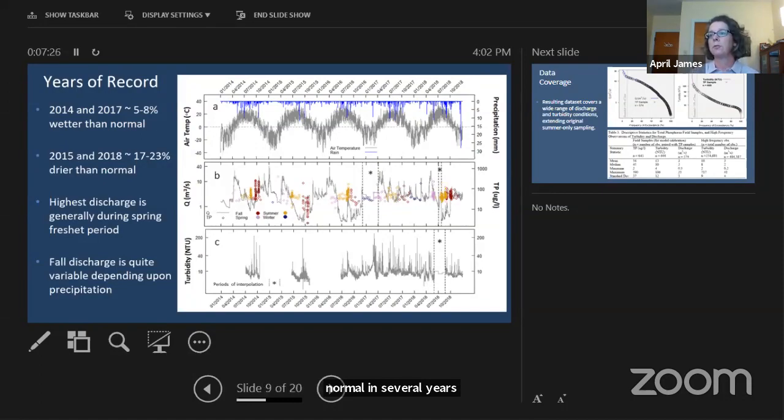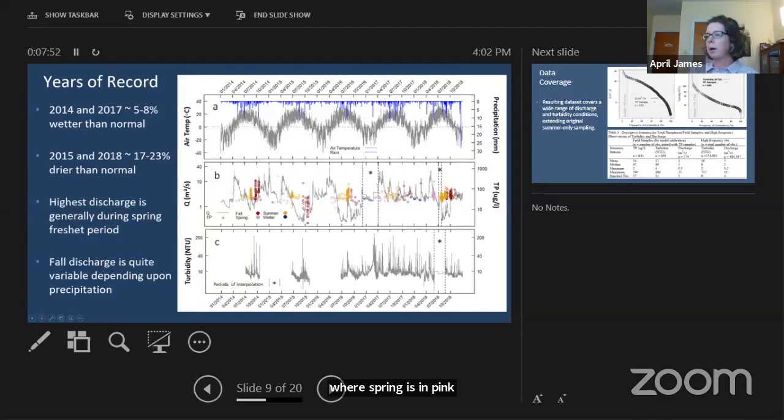We see the highest discharge generally occurring during the spring freshet period, not surprising, and fall discharge can be quite variable depending on precipitation. So in this top panel, we just have precipitation and air temperature. In this middle panel, we have discharge, and then we have the different sampling that we managed to conduct, where fall is in red, spring is in pink, summer is in yellow, and winter is in blue.